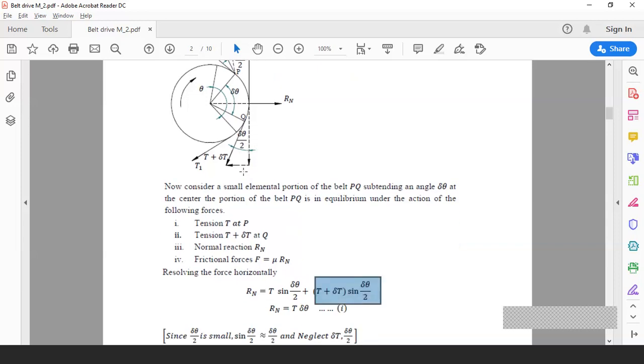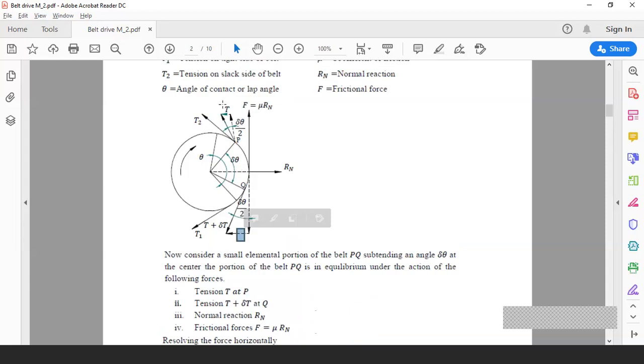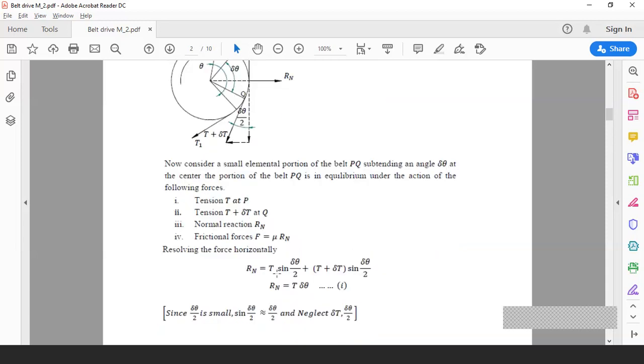So one component is here, another horizontal component is here. So we have to add all those, so that after simplification, what do you get? So the result is Rn is equal to T into delta theta, because T sine theta, T into sine of delta theta by 2 plus T into sine of delta theta by 2, that is equal to 2 times T into sine of delta theta by 2.